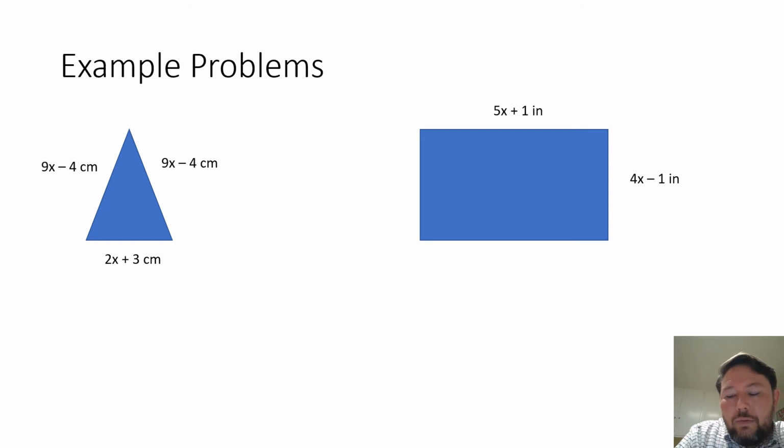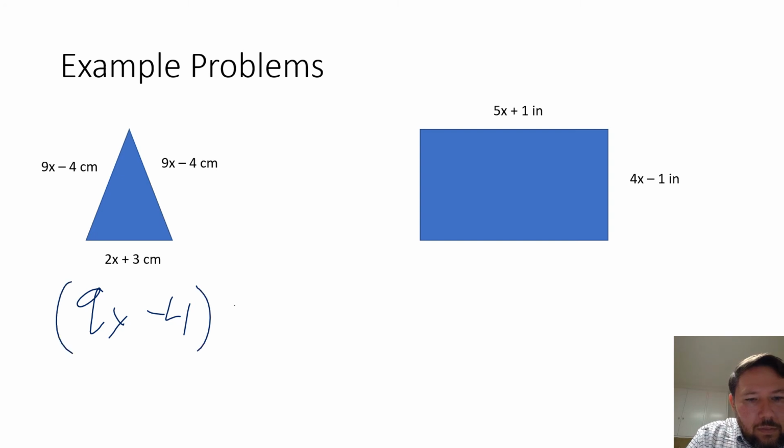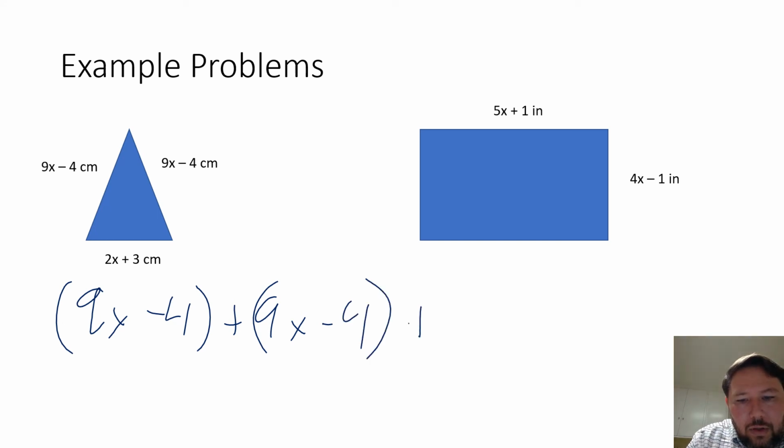Now, with a triangle, we can't use that formula of P equals 2 times length times width because it doesn't have 4 sides. Instead, we just have to add them all together. So for our triangle here, we're going to have 9x minus 4 plus 9x, I'm going to put a parenthesis there, minus 4 just so I can keep track of where I am, plus 2x plus 3.